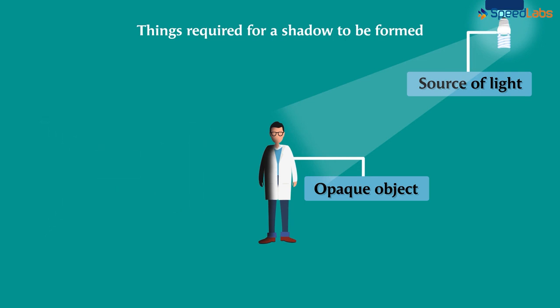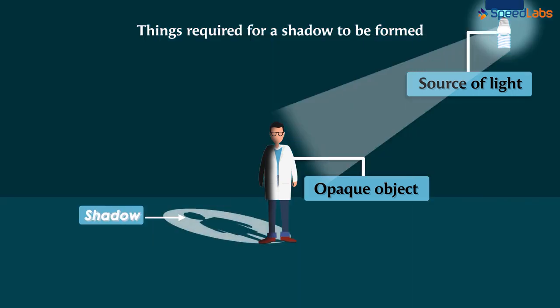What does this tell us? It tells us that we also need a surface on which a shadow can be formed. That surface will make us see the shadow.